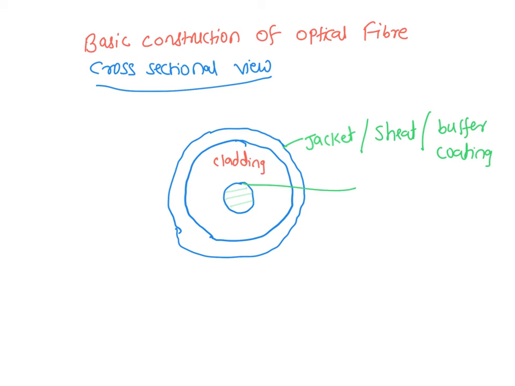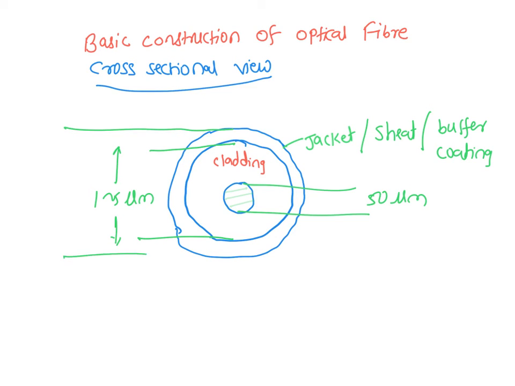Normally, the diameter of the core is about 50 micrometer. For the cladding, it is around 125 micrometer. And for the jacket, it is around 150 micrometer. So these are, on average, the diameters of these three parts of optical fiber.